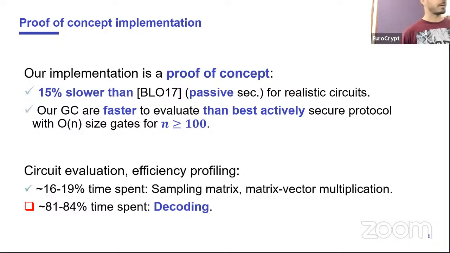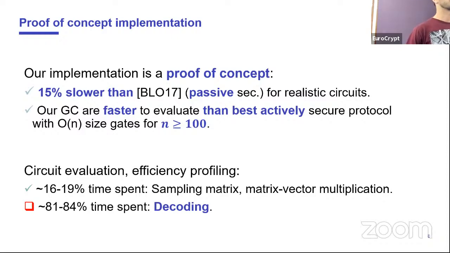Our implementation is very much a proof of concept. We only implement the evaluation phase of this garbled circuit. What we find is that our protocol is actually not much slower than the passively secure protocol that was there before. If you take a circuit, for AES for example, you have a lot of extra gates, and they are free for us. So that's why we're only a bit slower.